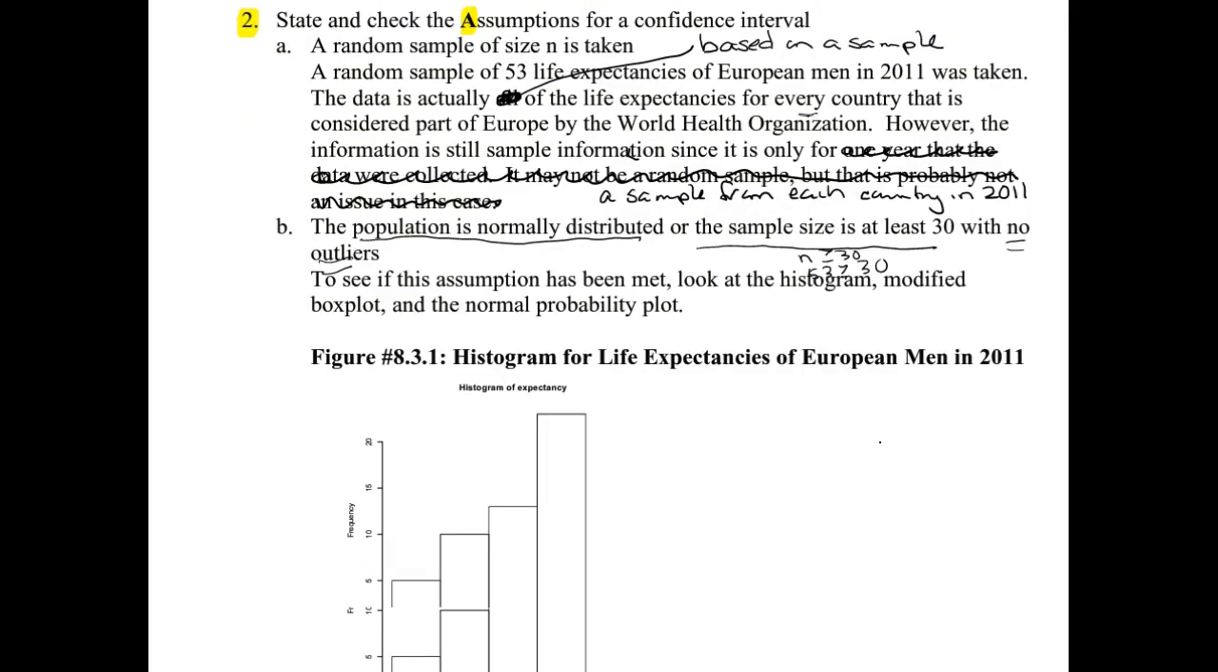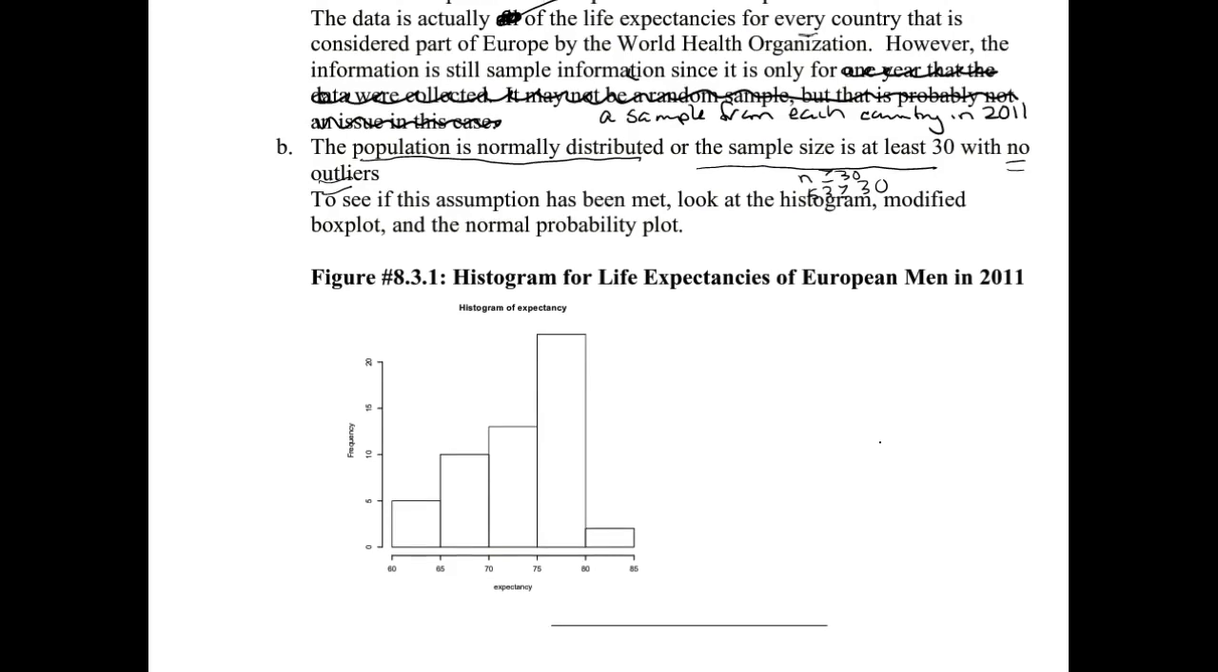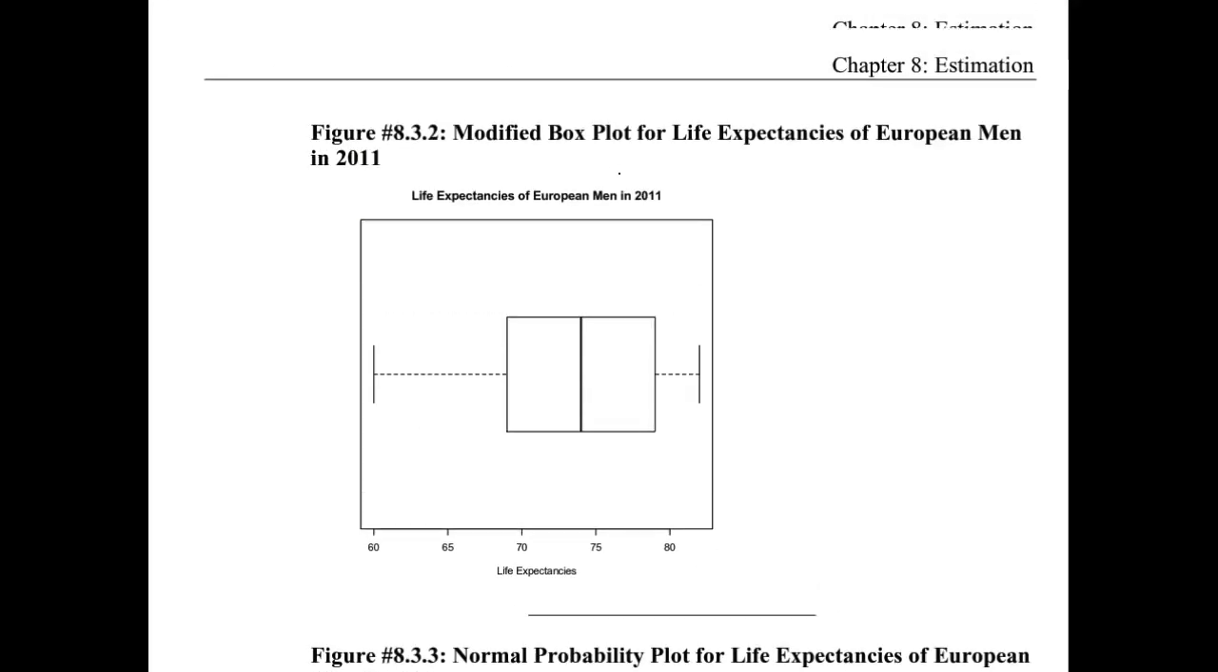with a modified box plot. All right, so if we were to look at the histogram for the life expectancies of the numbers that we were given here, this is not very bell-shaped. It's kind of skewed. We've got a longer tail off to the left, so left skewed. But again, this is an or statement, so the population might not be normally distributed, but we do have a sample size of at least 30. So let's check the other couple graphs we have here.